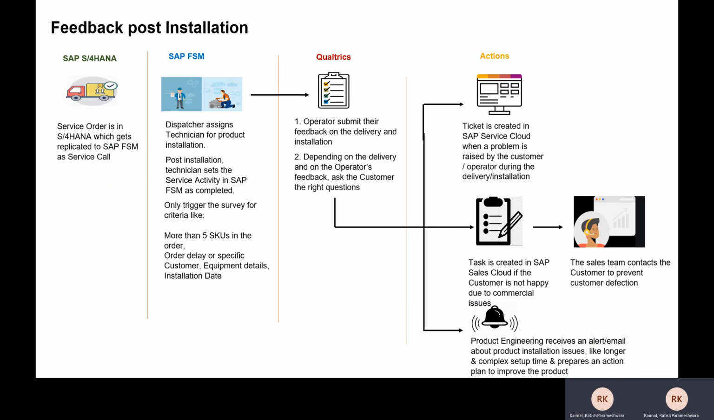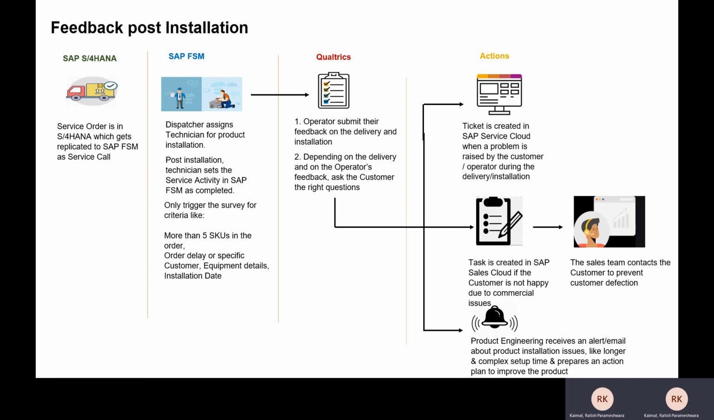For example, if the field service technician says that the installation process was very complicated, we create a ticket in SAP Service Cloud and assign it to the product engineering team so that they can work on this feedback. Another example is if the field service technician feels that the customer might move to a competitor, we create a ticket in SAP Sales Cloud and assign it to the sales team, who will then contact the customer and try to win them back. So this is a high-level end-to-end process flow.